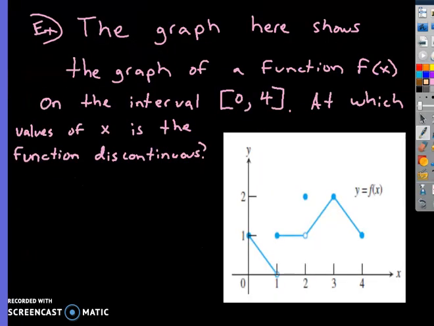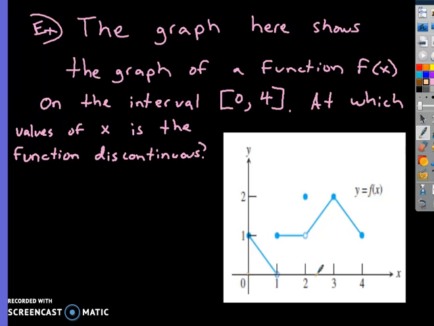Because this is the first example. The question says the graph here shows the graph of a function f of x on the interval from 0 to 4, where it exists at 0 and exists at 4. So basically from here to here is the only section of the graph it shows. At which values of x is the function discontinuous on that interval? You don't have to consider outside of 0 or outside of 4, just this interval.